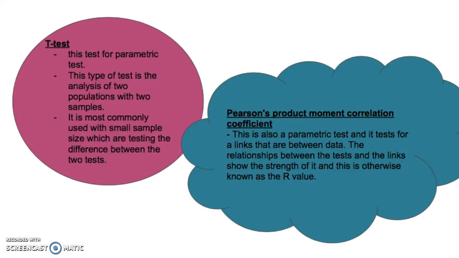Looking at t-tests, this is a parametric test which analyses two populations within two samples. It is commonly used with small sample sizes, testing the difference between the two tests. Looking at Pearson's product moment correlation coefficient, this is also a parametric test and it tests for a link between data. The relationship between the tests and the links shows the strength of it, and this is otherwise known as the R value.